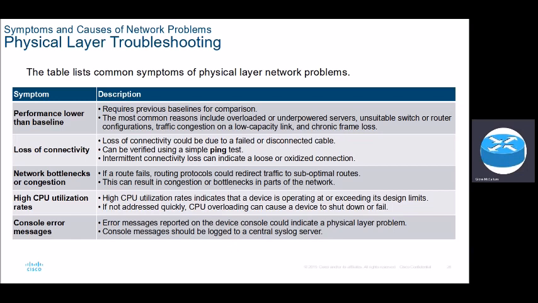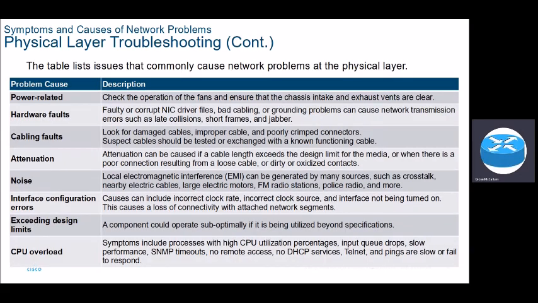Network bottlenecks or congestion. If a route fails, routing protocols redirect traffic to a suboptimal route. This can result in congestion or bottlenecks in those parts of the network. High CPU utilization rates indicate that the device is operating at or exceeding its design limits. If not addressed quickly, it could cause it to shut down or fail. And then console error messages reported on the device console could indicate a physical layer problem. Console messages should be logged to a central Syslog server. See the previous slides.